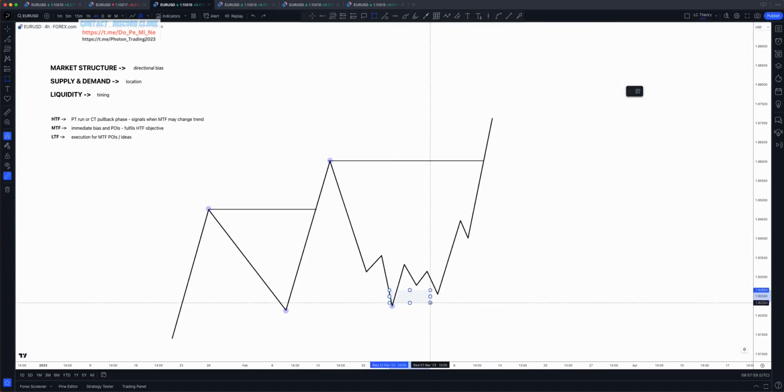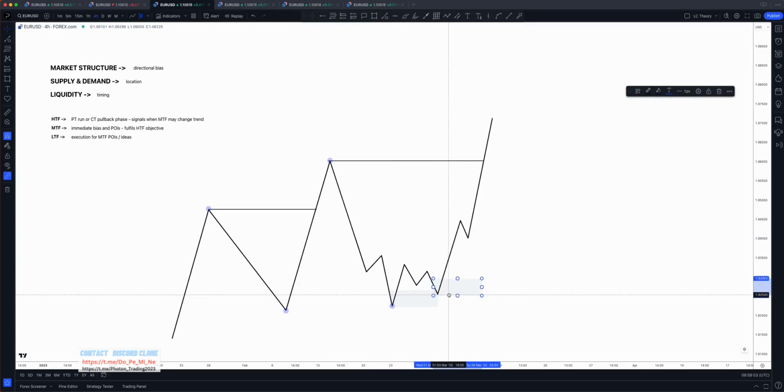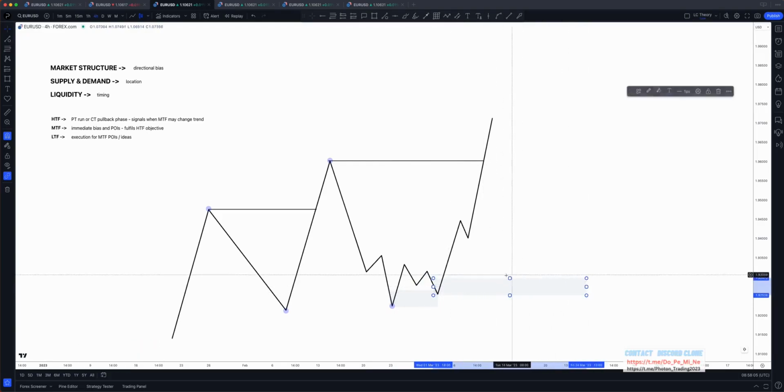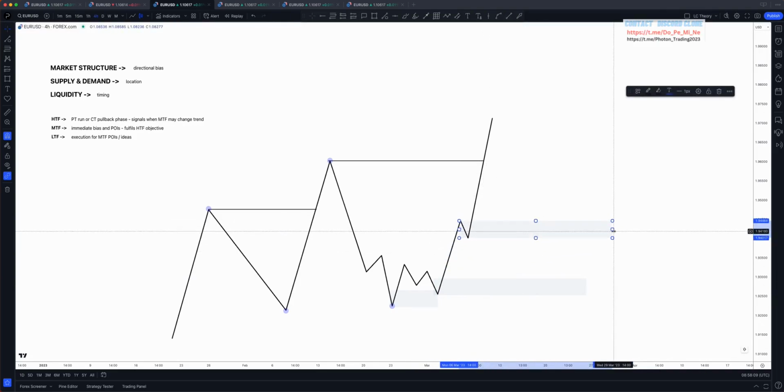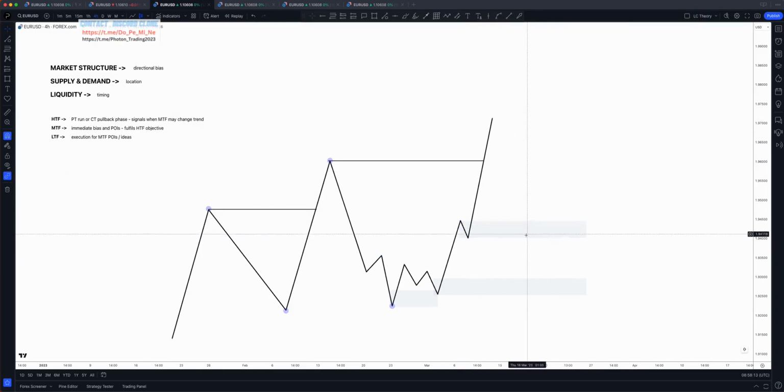So there'd probably be a POI here that's already mitigated, and then we can move along and look at this zone here. Okay, and then we've got one more, this zone here. So really, we've only got two demand zones, two POIs that we can look to play our bullish idea from at the moment. So let's start to build a bit of confluence with them.